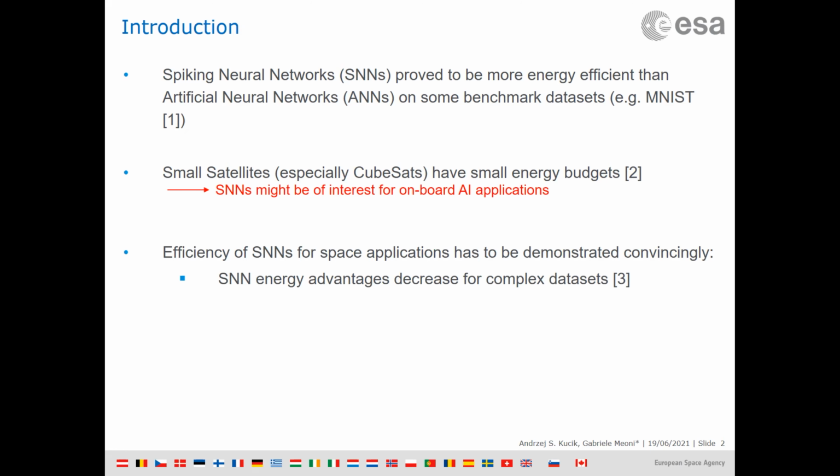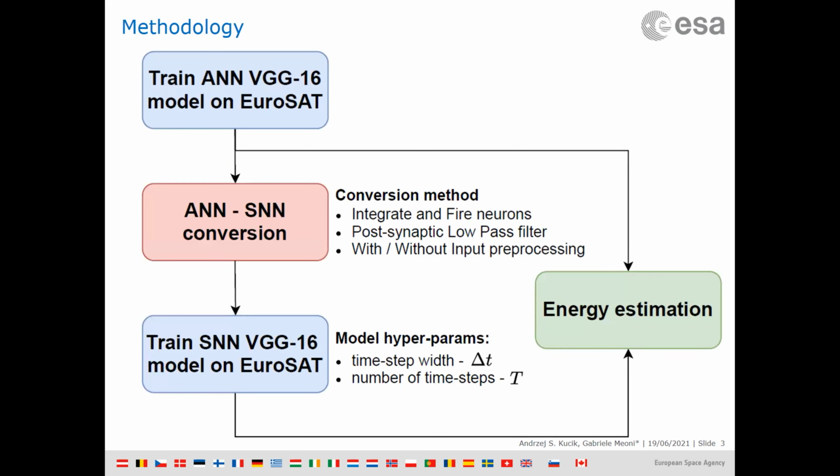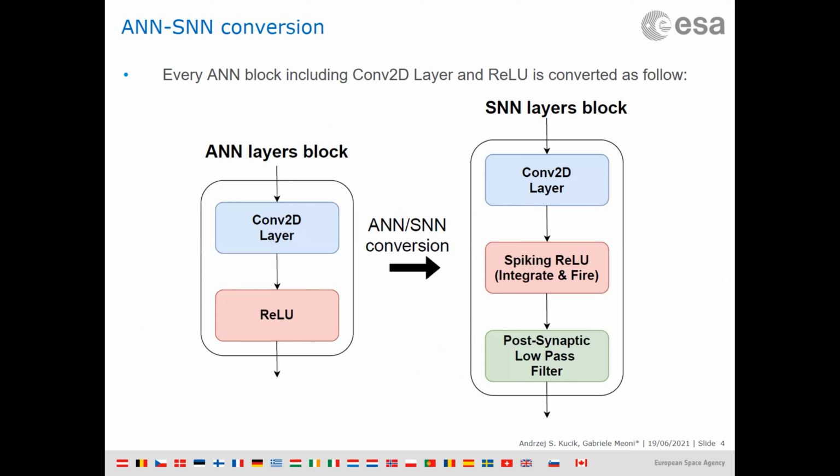Some studies say that the more complex the data sets are, the lower the gain in energy efficiency. So our idea was to test and compare spiking neural networks and artificial neural networks for land cover scene classification on the EuroSAT dataset, also in terms of accuracy. Our methodology is the following: we train a VGG16 model on EuroSAT. Then, through a standard approach, we perform an ANN-to-SNN conversion. Then we retrain the model in the spiking domain, and we use the methodology in KerasSpiking to estimate the energy.